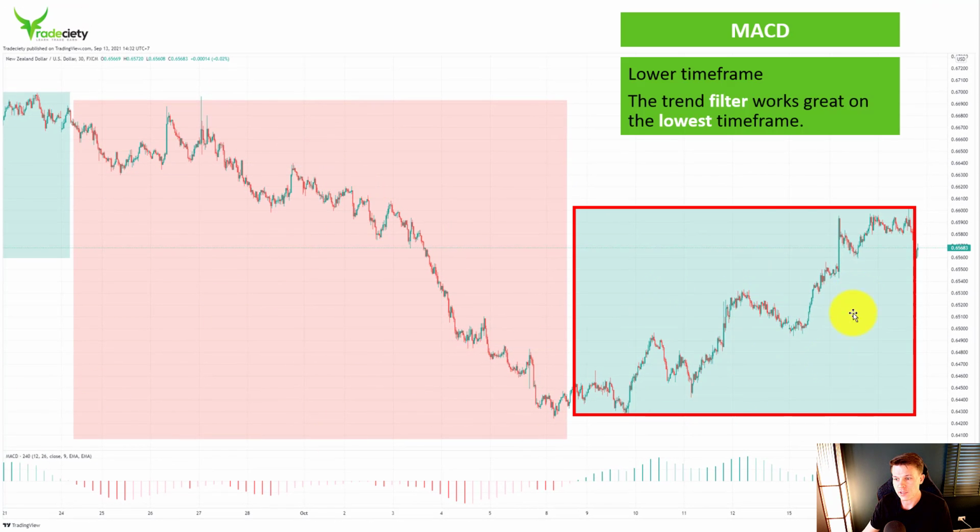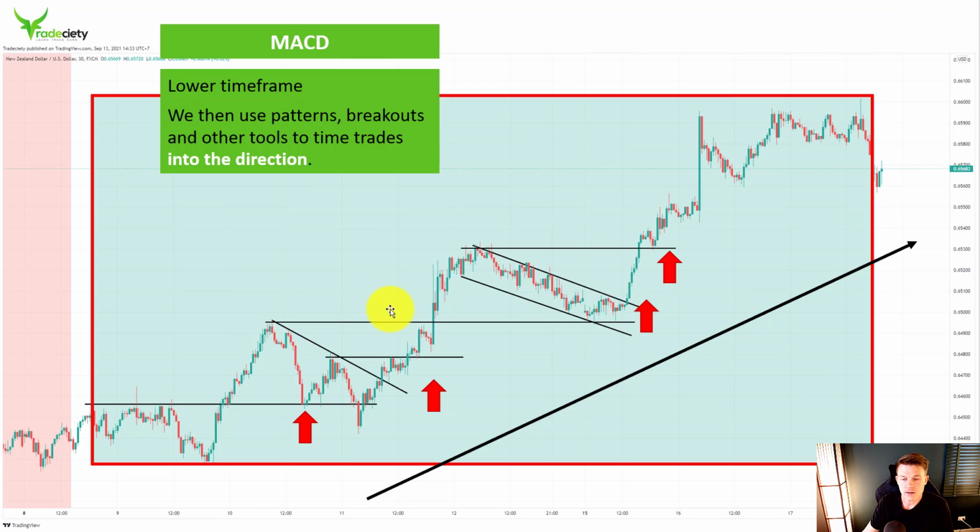We can now look at this phase. So again, the higher time frame MACD shows us green, which means we are in a bullish market. And let's zoom in on that. And here we are on the lower time frame, and it's a green background, which means we are only allowed to trade long. And we are looking for pullbacks, breakouts, flags, any structure that will help us time a bullish trade, a long trade. A previous resistance is being broken and retested.